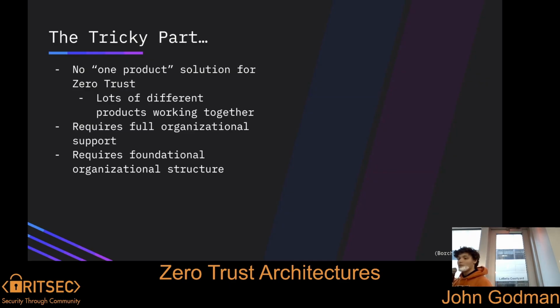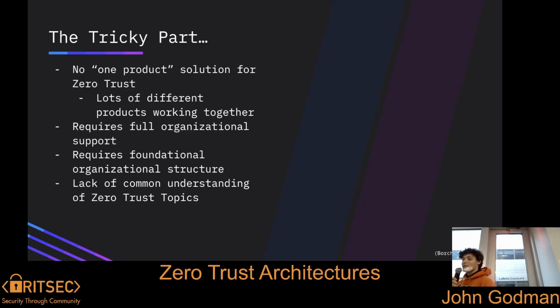And lastly, and hopefully what this presentation can help with, is the lack of common understanding of Zero Trust topics. One big problem is that a lot of people just don't really know about Zero Trust. Maybe you've heard of it, and maybe you think it's something that you can only really implement on a really large scale, like with a giant government organization. But hopefully, in talking about Zero Trust and the more recent publications from NIST, as well as the increasing availability of Zero Trust tools, that problem can be solved.